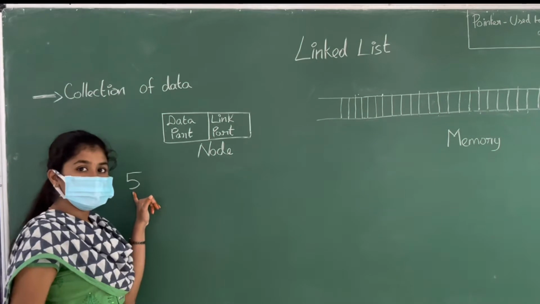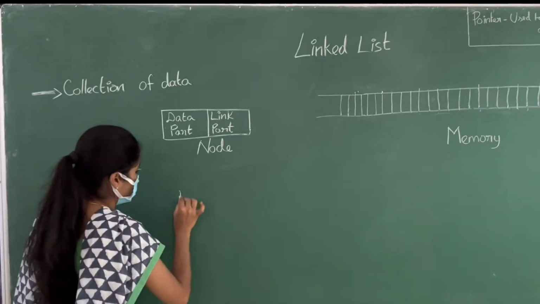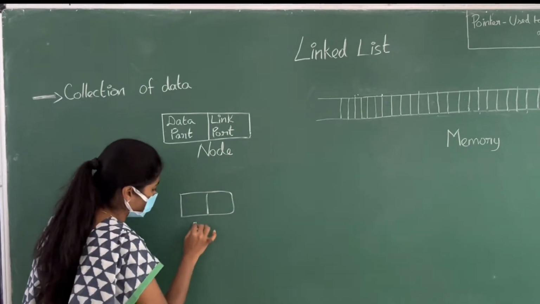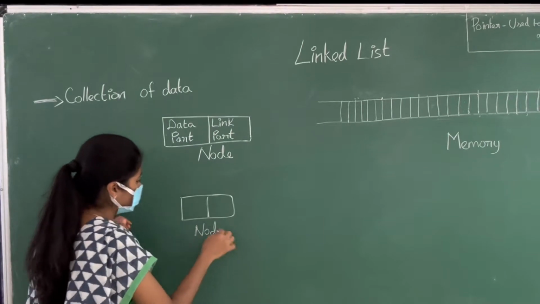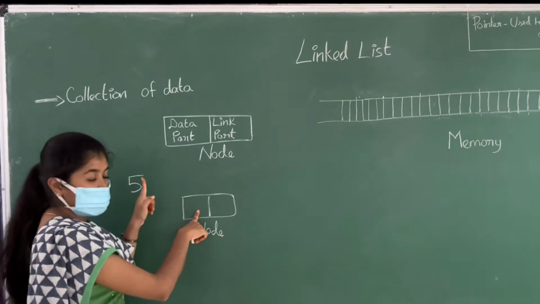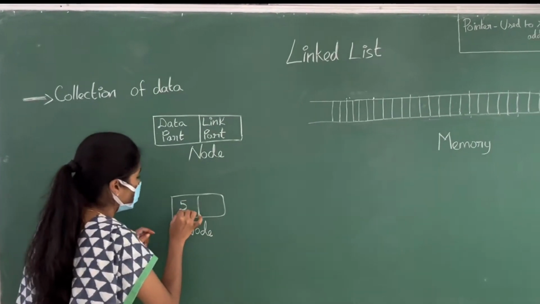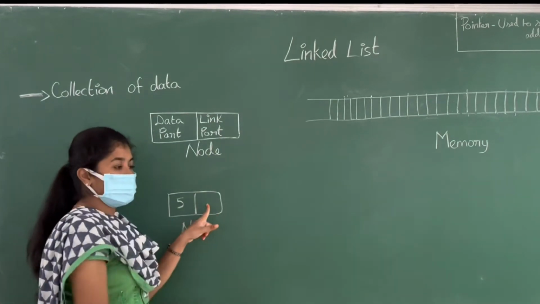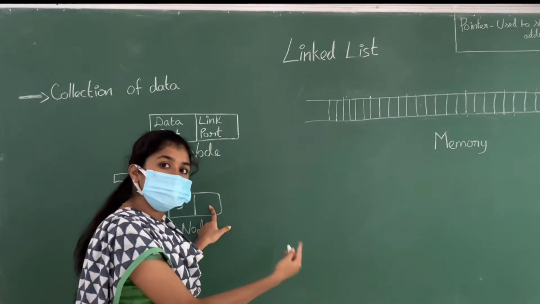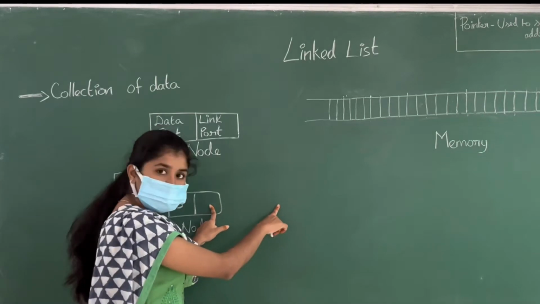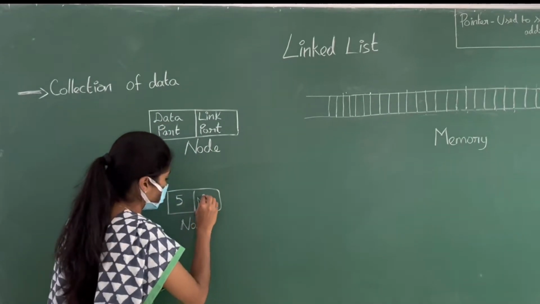Now we are going to insert the element 5. This is a node. In the data part of the node, the element 5 will be inserted. In the link part, the address of the next node will be stored. There are no other nodes left, so null will be stored here.